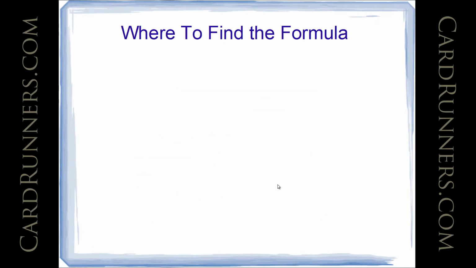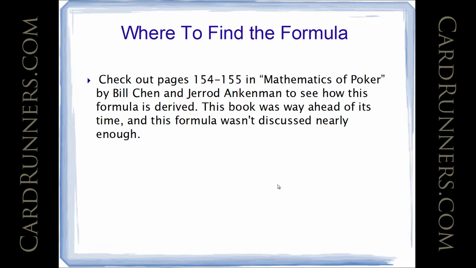Where to find the formula? So first you can check out pages 154 to 155 in Mathematics of Poker by Bill Chen and Jerrod Ankenman to see how this formula is derived. I hope I didn't mispronounce his last name. This book was way ahead of its time, and this formula wasn't discussed nearly enough. In my opinion, this is one of the most useful pieces of information from the book Mathematics of Poker.